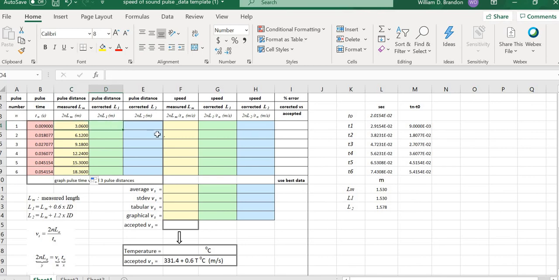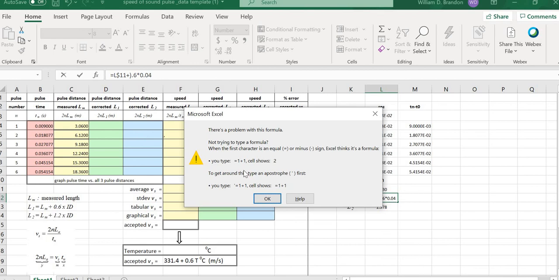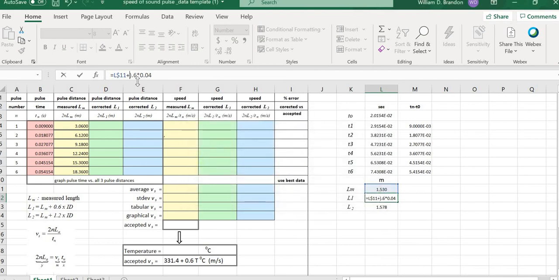Okay, now we're going to do this one. Same thing, except instead of using this length, now we're going to use this length. Okay, whoops, something didn't happen there. It messed up. Plus N14. I don't know what I did there, but that should be plus, that changed somehow. I must have dragged, let's see, 0.6 times 0.04. I messed up. Whoops. I messed up here. What's going on?